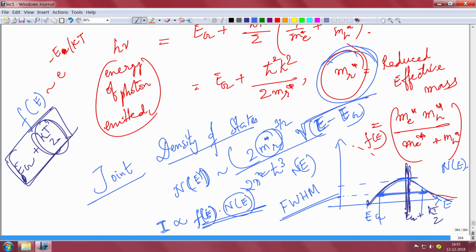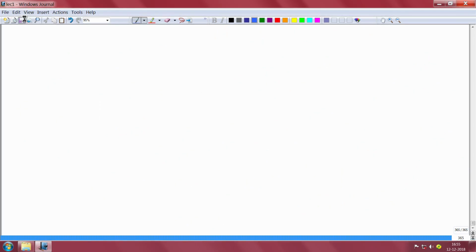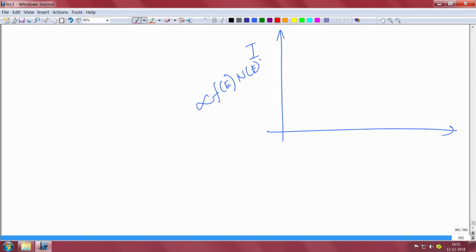Let me use a different picture here maybe. The intensity of the emission, which is proportional to the product of the Fermi function times the density of states, goes like this, right. This is your Eg, there will be no emission below band gap, and the peak emission happens at Eg plus kT by 2. Your emission does not happen at one wavelength, it happens over a range of wavelengths.